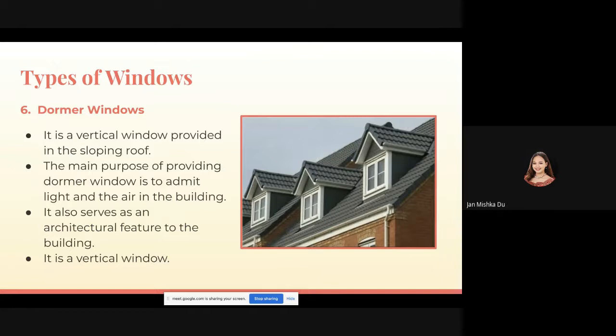For the dormer windows, it is a vertical window provided in the sloping roof, and its main purpose is providing light and air in the building. It also serves as an architectural feature to a building, and it is a vertical window. Next, please.